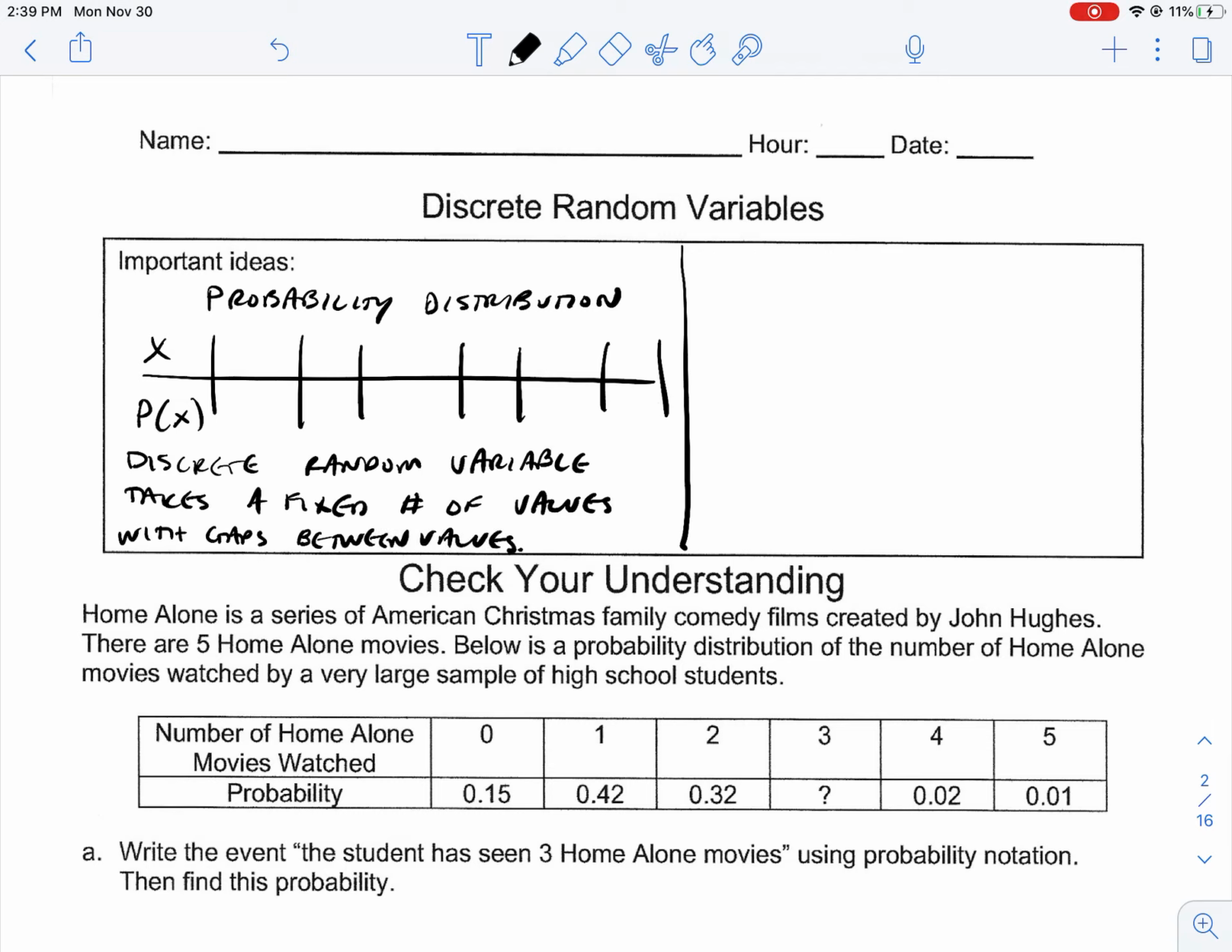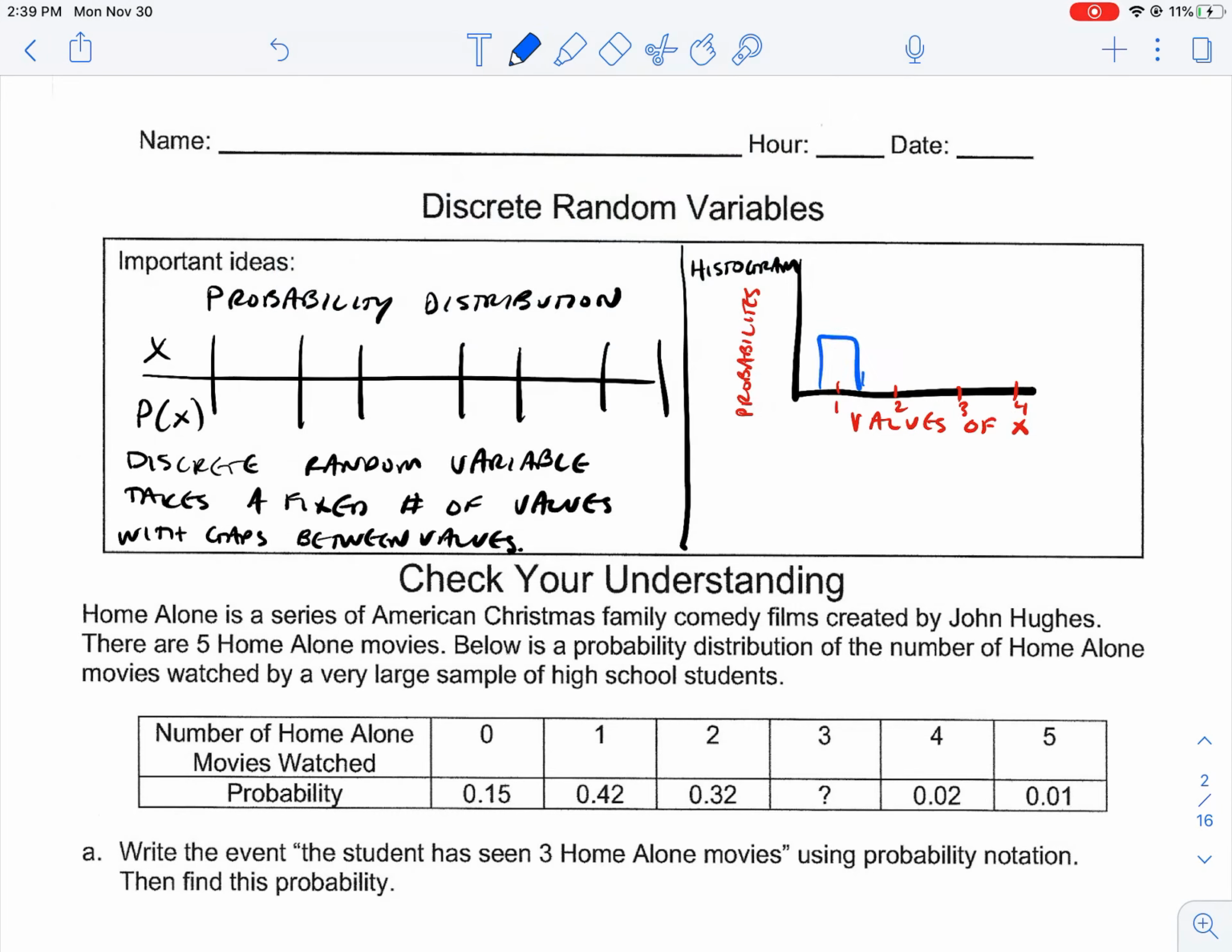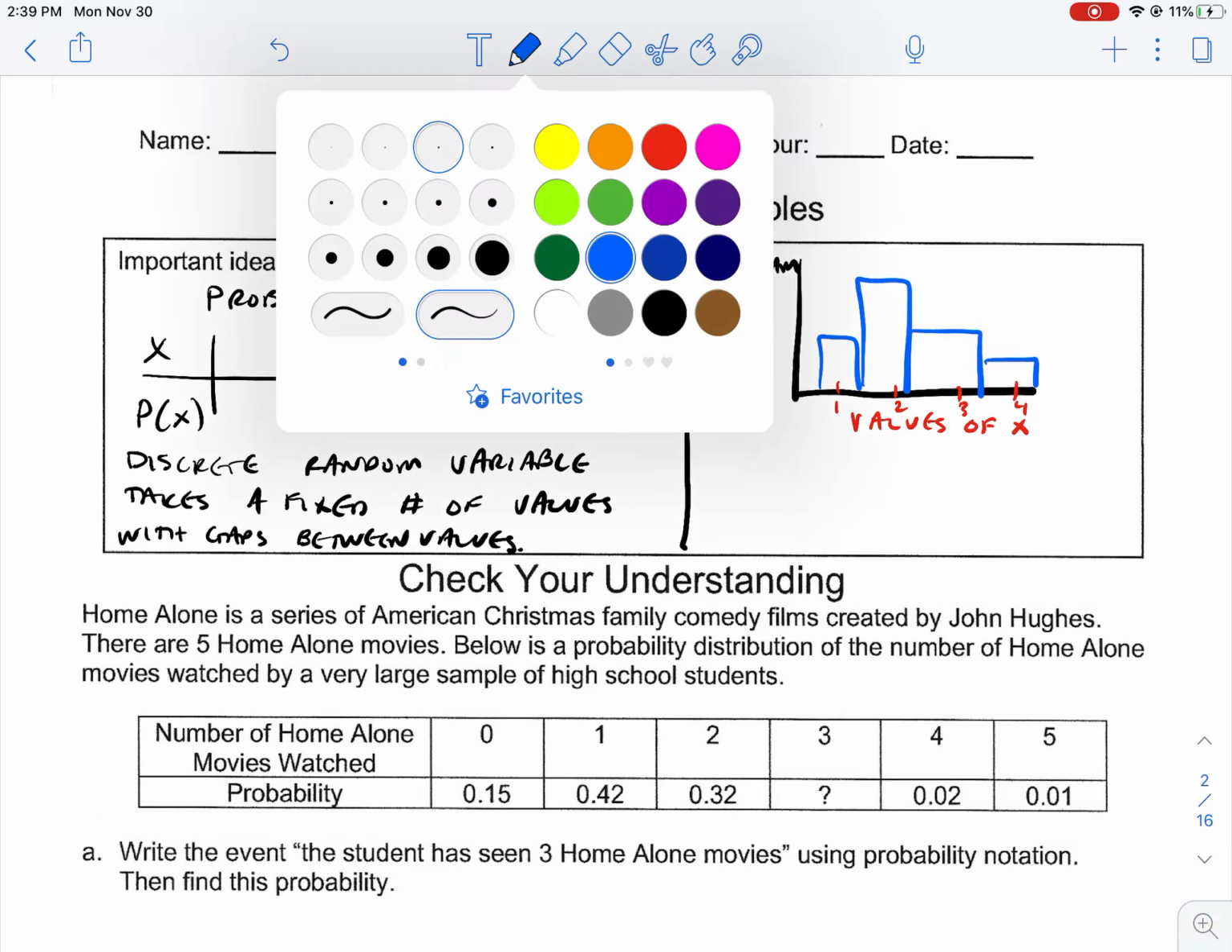What are we going to do with this? Well, one of the things that we can do is make a histogram. Our histogram on the vertical axis is going to have our probabilities, and on the bottom, it's going to have our potential values of X. It'll look something like this. You'll have like 1, 2, 3, 4, and then our bars will come up in this way, kind of like that.